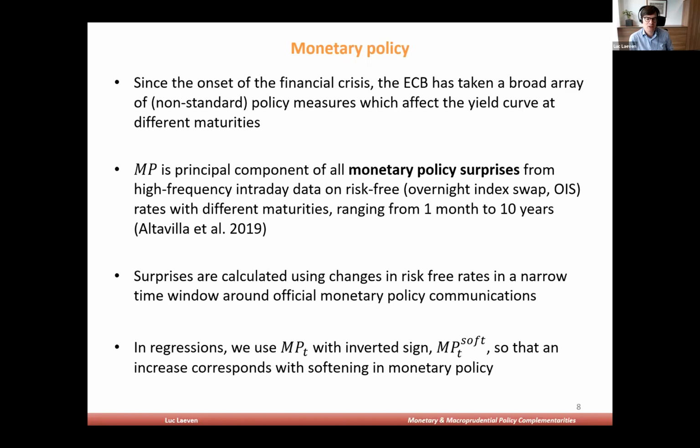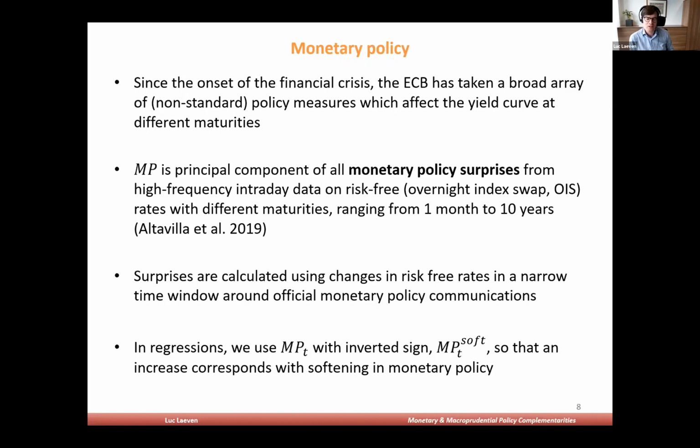as developed by my co-author with a bunch of other authors, which really boils down to using the first principal component in a VAR model that extracts these monetary policy surprises. So this is very standard.